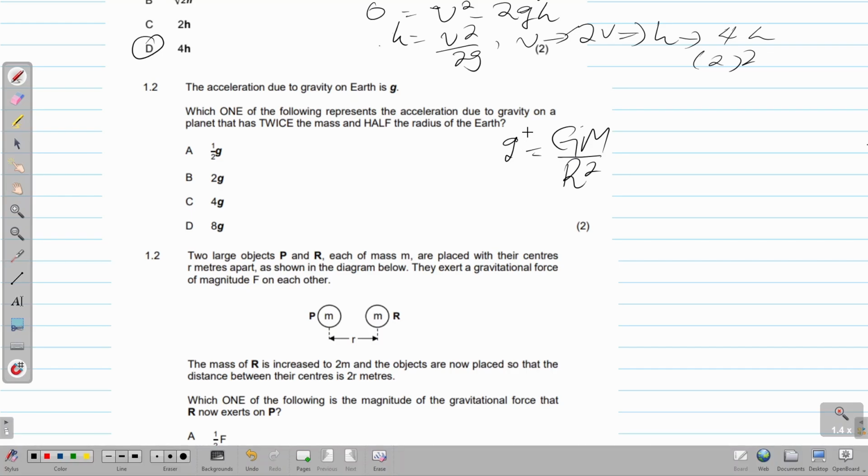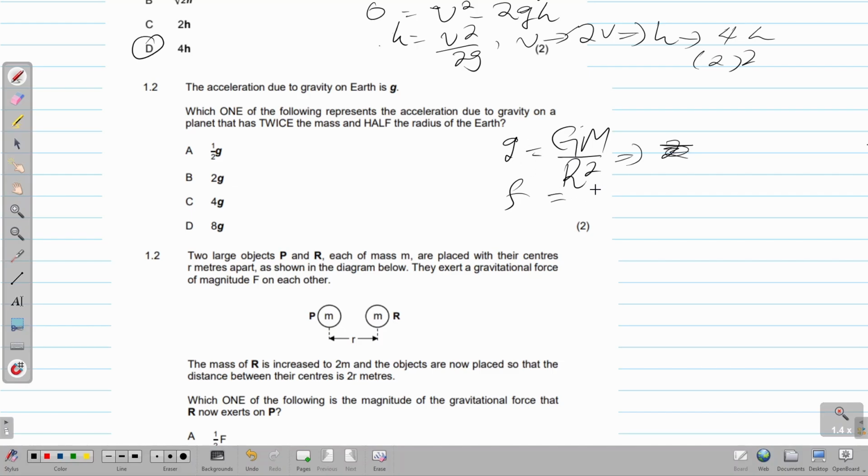Gravitational acceleration is directly proportional to the mass of the planet and inversely proportional to the square of the radius of this planet. So if I double the mass, g is also going to double. I'm just going to calculate the factor that g is going to change by. Please refer to the proportionality videos if you get lost here.